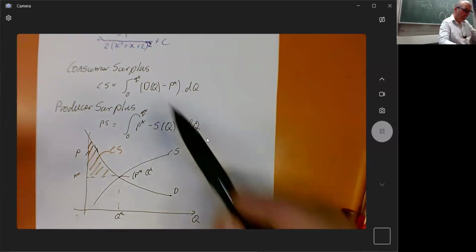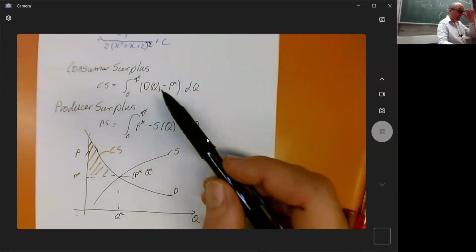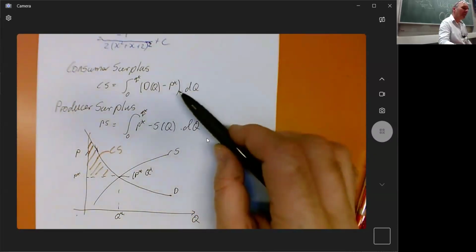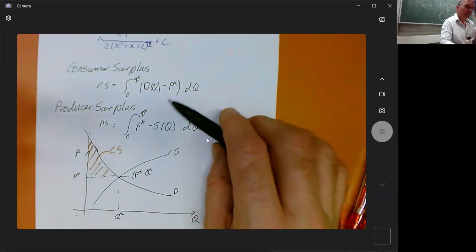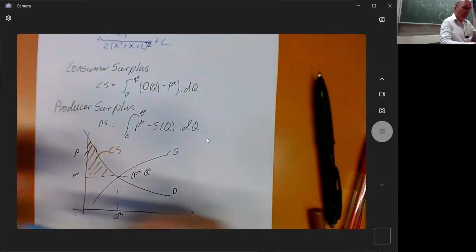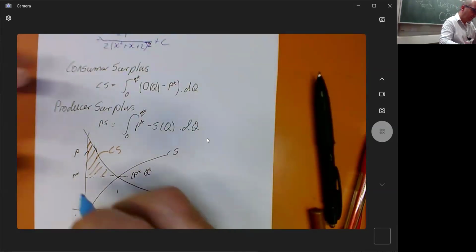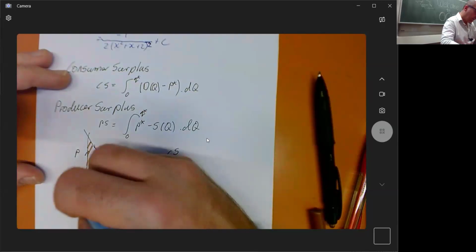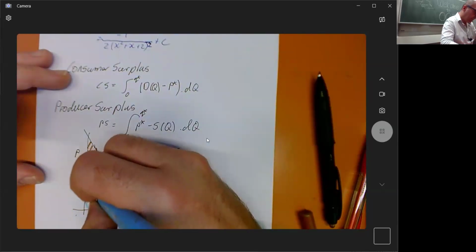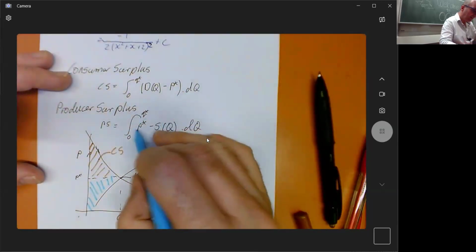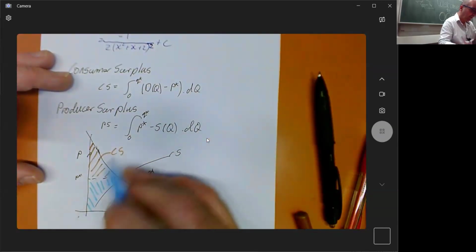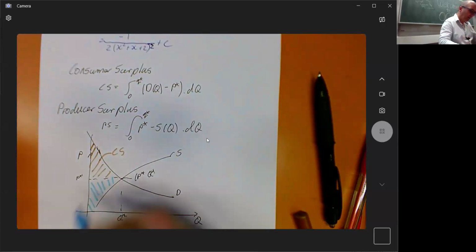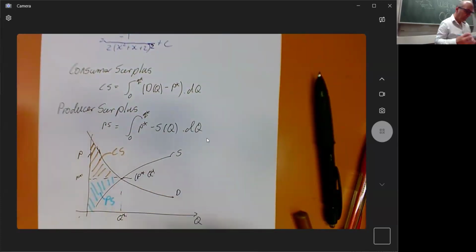So this is actually working out the area between two curves. We're treating P star, even though it's a constant, as a function. Yep. And so when we come to producer surplus, this is going to be this bit here. And again, we're using P star as a function, minus the supply curve. And so we're working out that area.